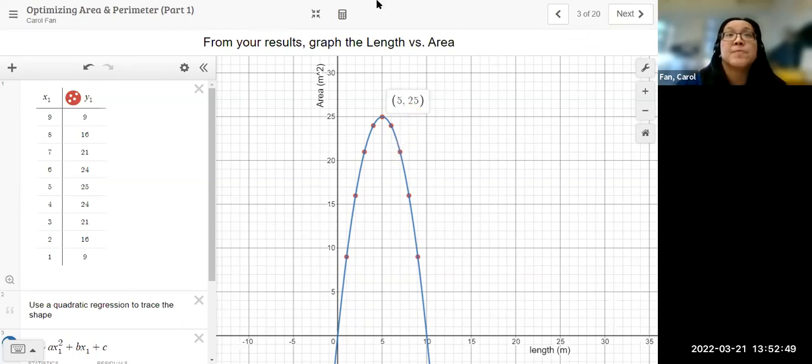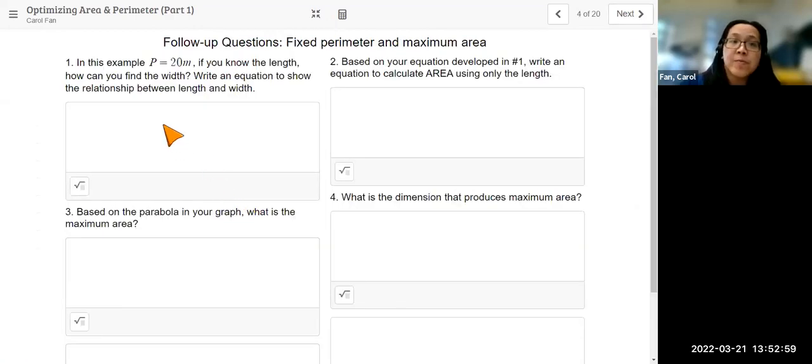So let's use this information, and we're going to answer the questions based on our graph and based on what we know. So in this past example, we had a perimeter of 20 meters. Now, if we know the length, how can we find the width? Write an equation to show the relationship between the length and the width.